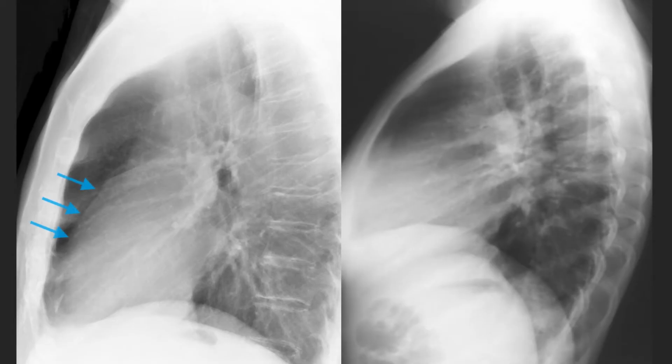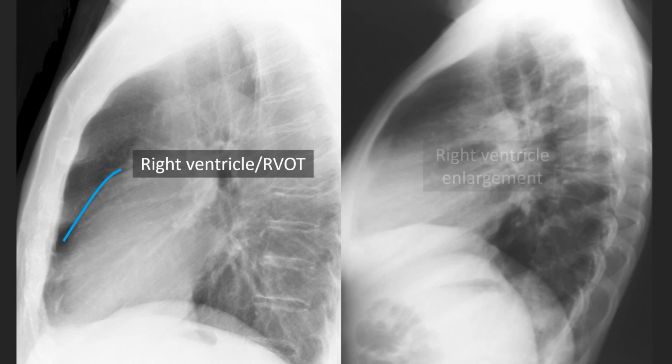On the lateral view, the right ventricular outflow tract and right ventricle represent the most anterior cardiac border, which is seen here, outlined in blue arrows. Notice the more superior and horizontal location of the RV and RVOT when they become enlarged. This is them again outlined in blue. Notice how again the right ventricle and right ventricular outflow tract becomes more superiorly displaced and horizontal in shape when they become enlarged.